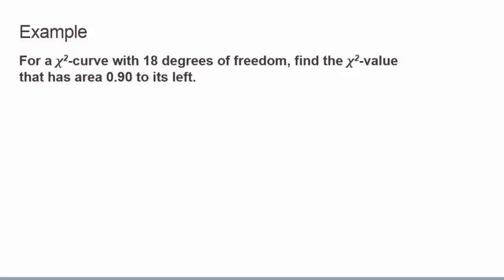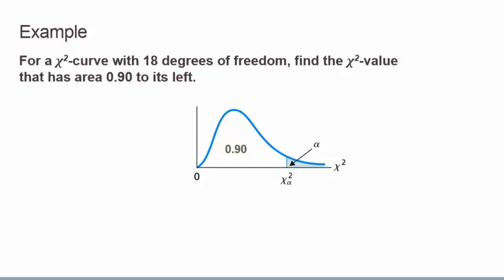Example. For a chi-squared curve with 18 degrees of freedom, find the chi-squared value that has area 0.9 to its left. Our basic chi-squared curve, our area alpha, is to the right of the value for chi-squared. So for the information on our table, our alpha is always to the right of the chi-squared value. In this case, we want 0.90 area to the left of our chi-squared value. Our chi-squared graph has a total of 1, so 1 minus 0.9 is 0.1.